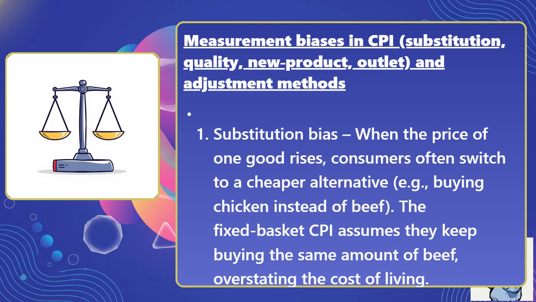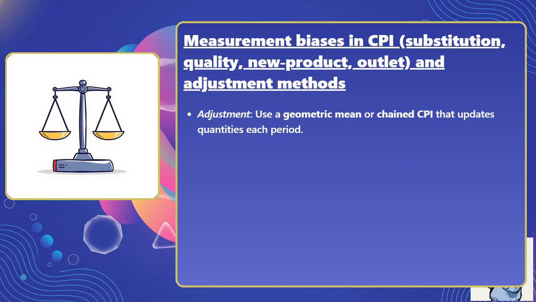Substitution bias. When the price of one good rises, consumers often switch to a cheaper alternative, for example buying chicken instead of beef. The fixed basket CPI assumes they keep buying the same amount of beef, overstating the cost of living. Adjustment: use a geometric mean or chain CPI that updates quantities each period.